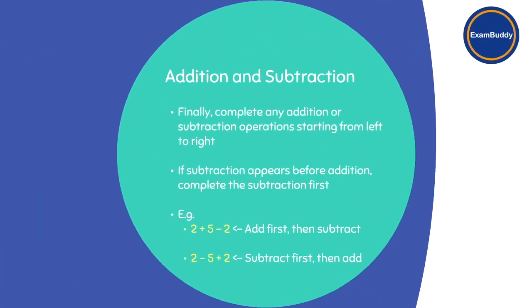The same rule applies for addition and subtraction. Again, after you've done division and multiplication, you look at the equation to see whether there are any addition or subtraction elements. You start from left to right. So, looking at the examples, 2 plus 5 minus 2. The addition part of the equation is closest to the left, so you add first and then subtract. The second example shows that the subtraction is to the left of the equation, so you do this first, then move on to addition.